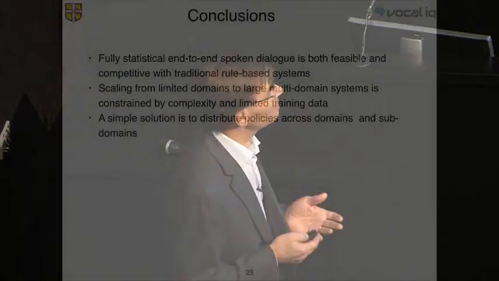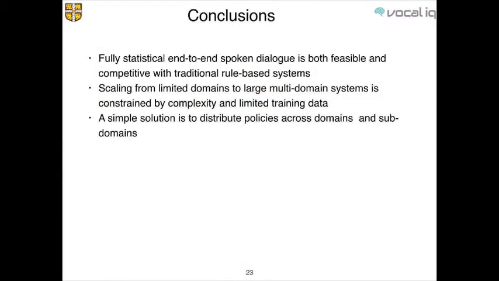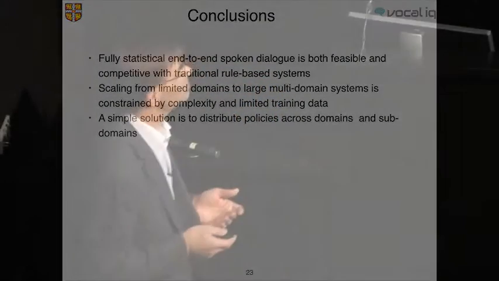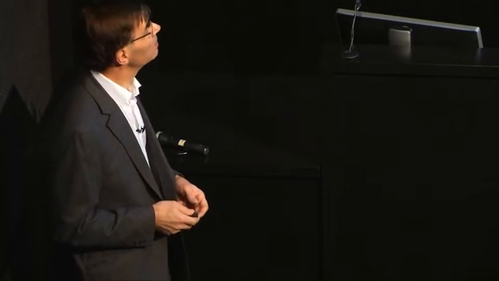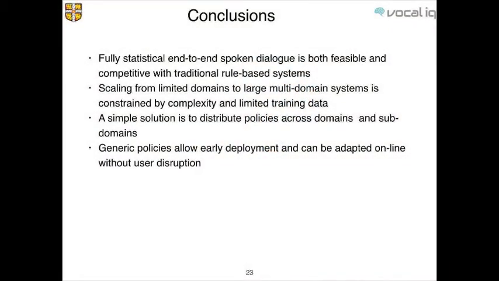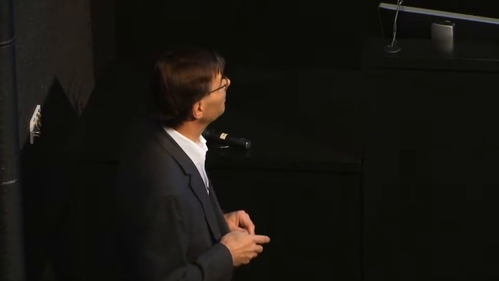Scaling from limited domains to large multi-domain systems is constrained by complexity and the lack of data. And this simple possible way forward is to have this kind of hierarchy of policies distributed across the domains, in which you start with generic policies and then use those as priors in order to bootstrap more and more specialized policies. I've shown you how we can do that with the dialogue management policy. We've also tried doing it for a recurrent neural network, and it's still early days, but it looks like you can do similar things with those as well.